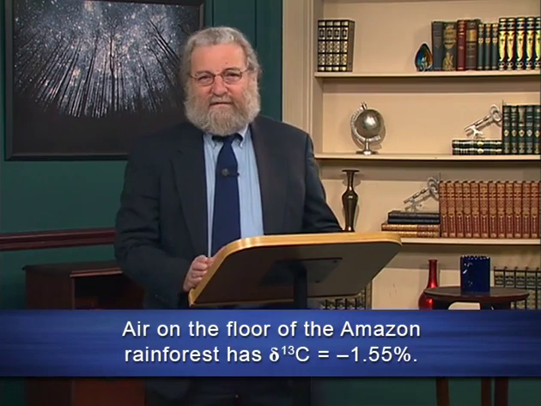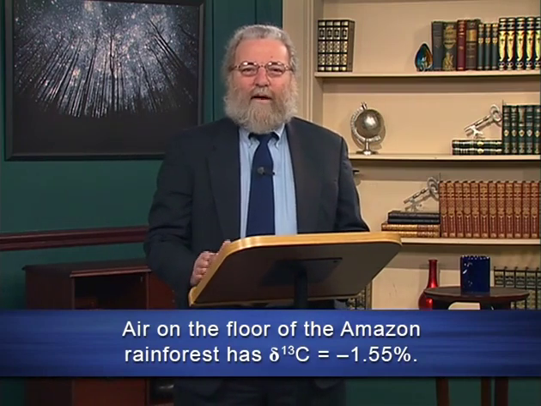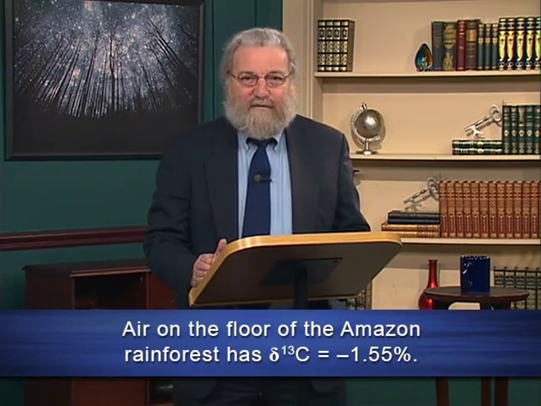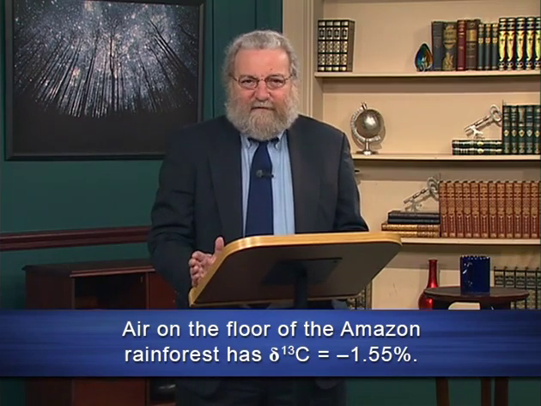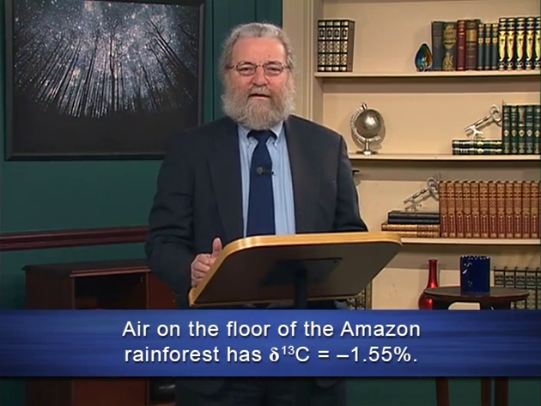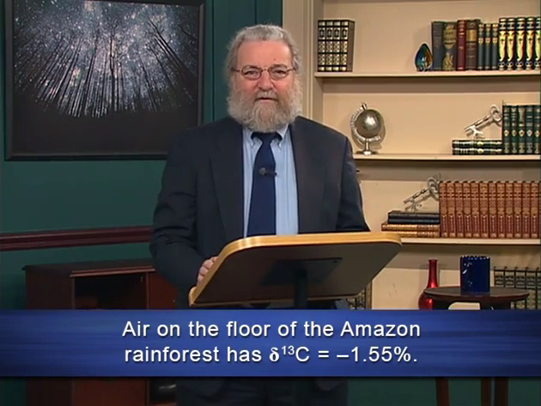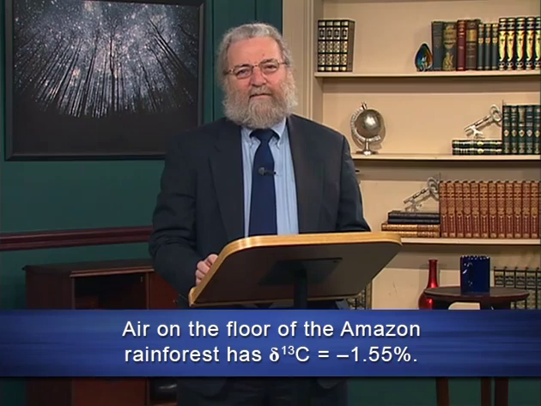On the floor of the Amazon rainforest, for example, the air has a delta 13C value of minus 1.55%, a huge discrepancy, as a consequence of all the carbon released from the rotting leaf litter on the floor of the rainforest, which, because it is plant material, is also deficient in carbon-13.